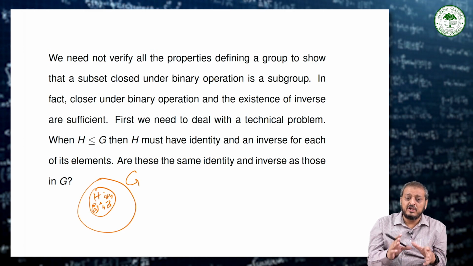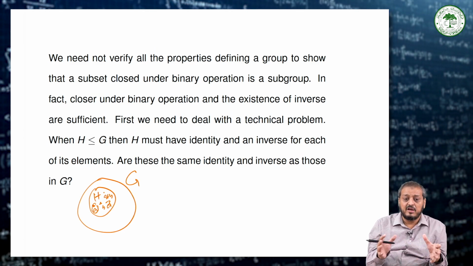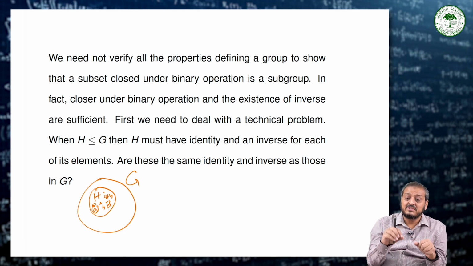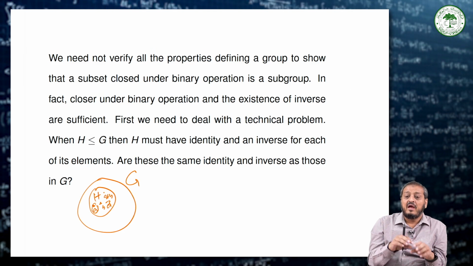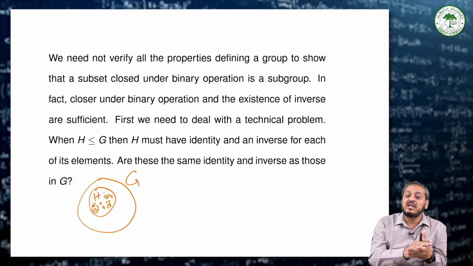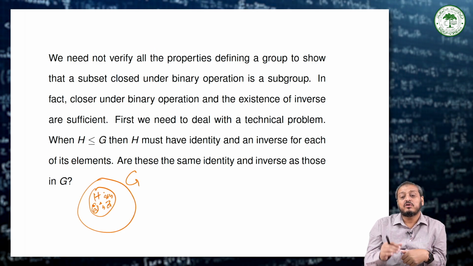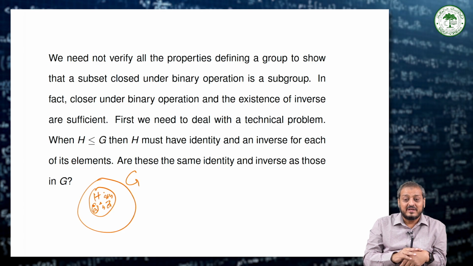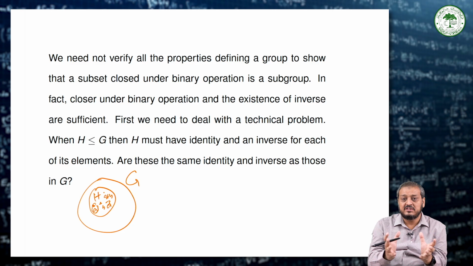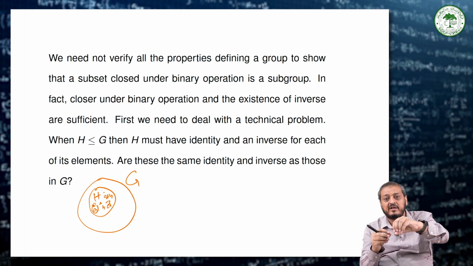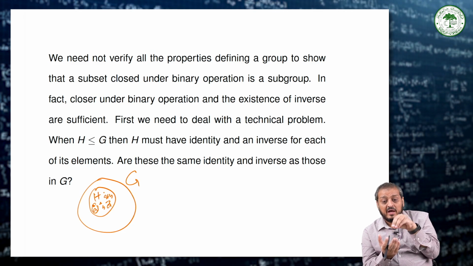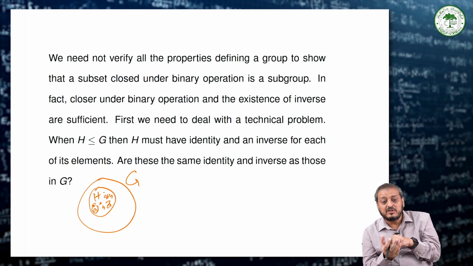So first we need to deal with the technical problem. When H is a subgroup of G, then H must have an identity and an inverse for each of its elements. Are these the same identity and inverse as those in G? That is a very technical problem, because the identity element for the whole set G is unique. So this identity element must be a part of H also. So H has the identity and inverse of each element.